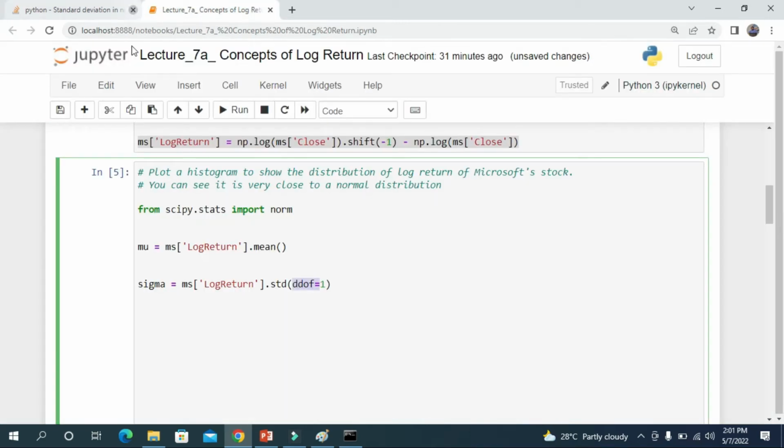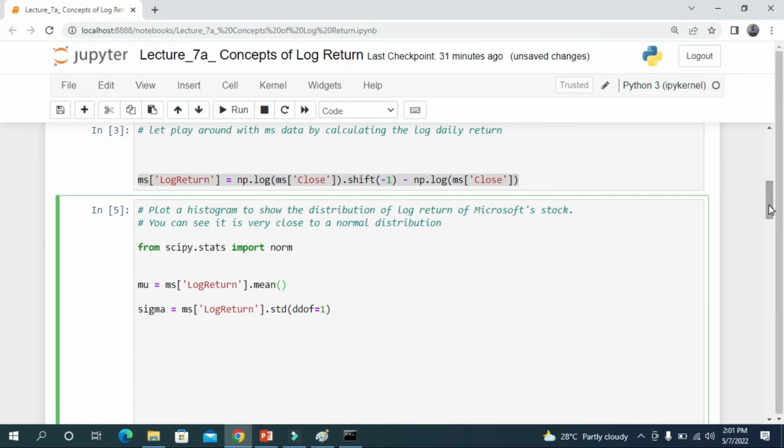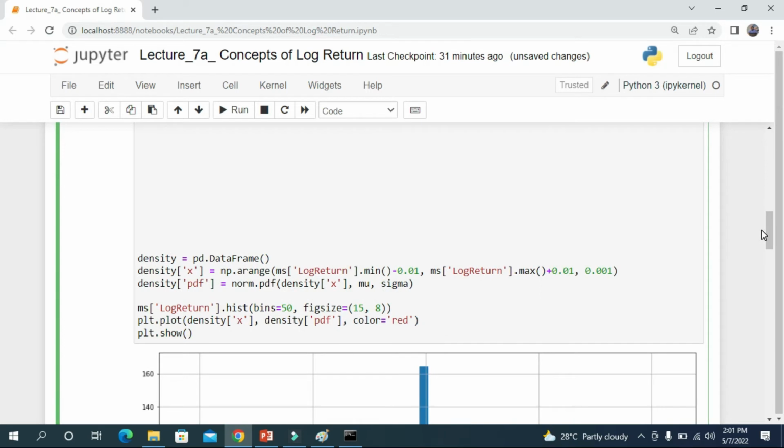Okay, and I have not run the program yet. I have just calculated the log return and calculated the mean and sigma. I have not run this cell yet. But before running this cell, I want to give you some lectures on how we can go for this distribution and how we can know about this. Before going to read these lines, I want to share some of the lectures related to it.